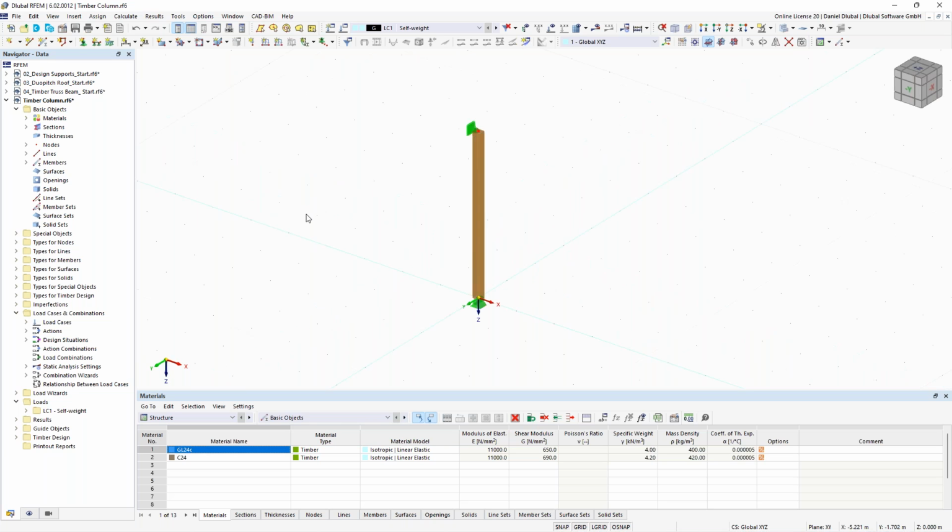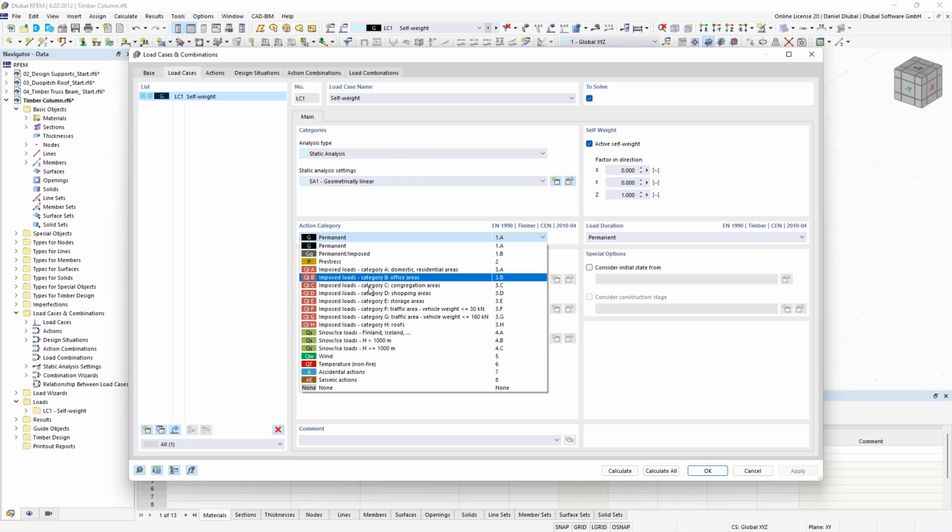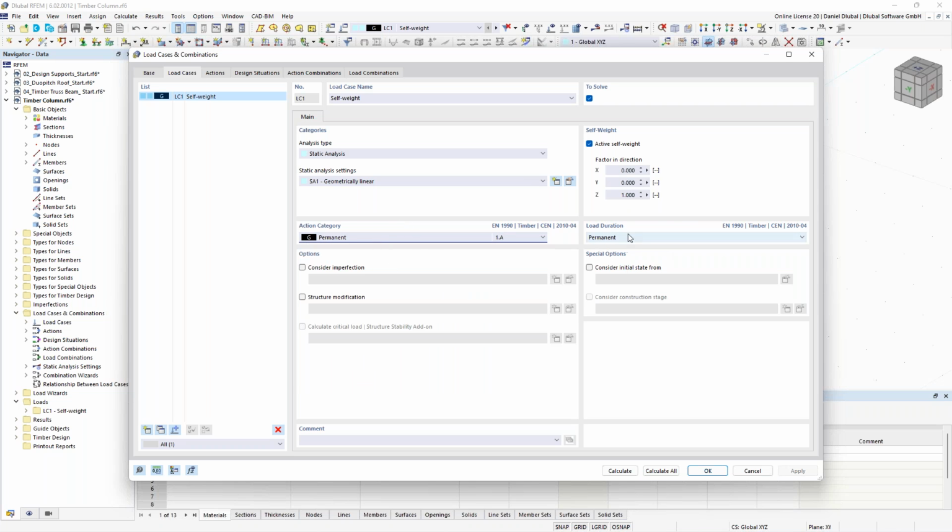And the next thing is the loading. For this easy case, we have a kind of design load in one load case. So in this case, we use this load case self-weight. In order to consider this also as load combination, we have to do some further steps. First of all, we can define here in the action category the different action categories, and depending on that, also the load duration. And for our case, we use this medium term. This is typical for the Eurocode 5, that for timber structures, you also have to consider this load duration.